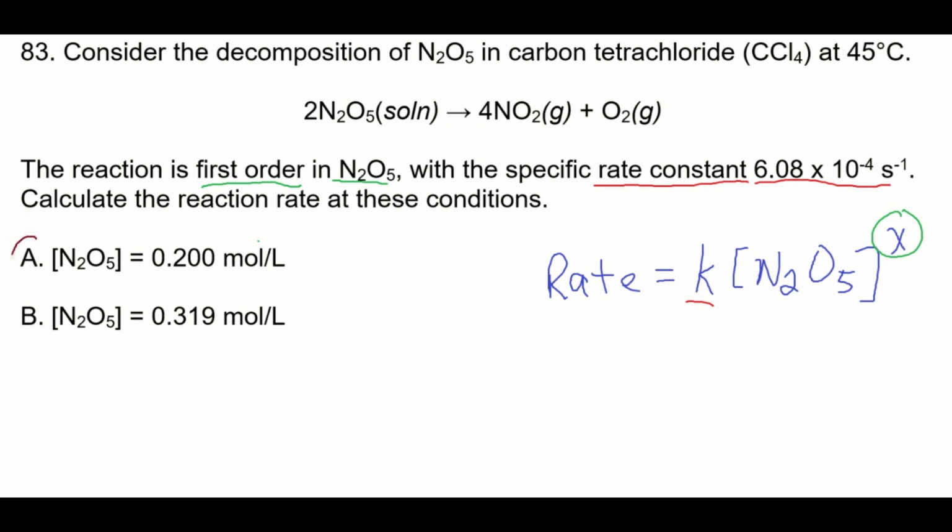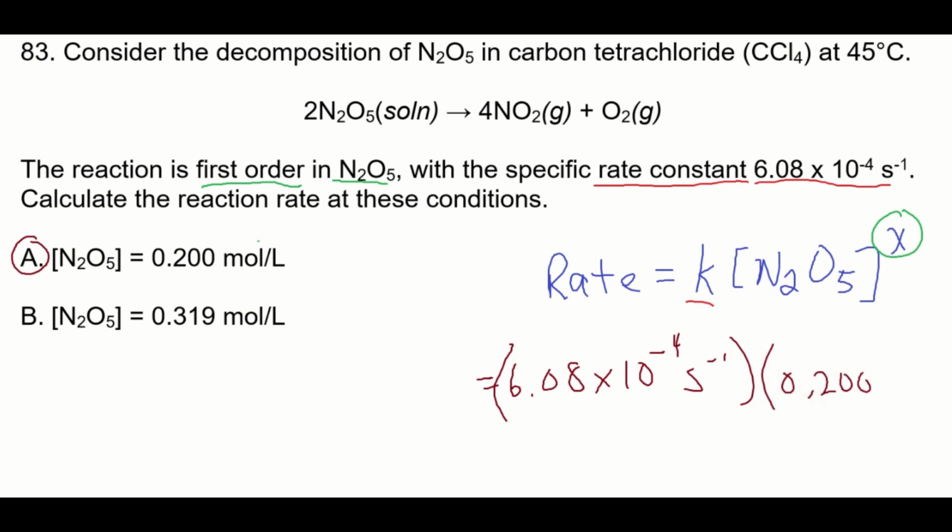Let's do part A in this color. So the rate is going to equal 6.08 times 10 to the negative 4 per second, or seconds to the negative 1. And we're going to multiply that by the concentration given, which is 0.200 moles per liter, which can be written molar.